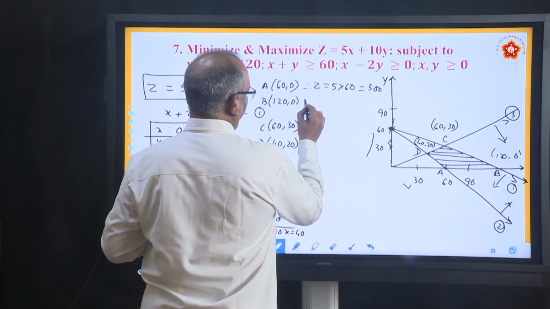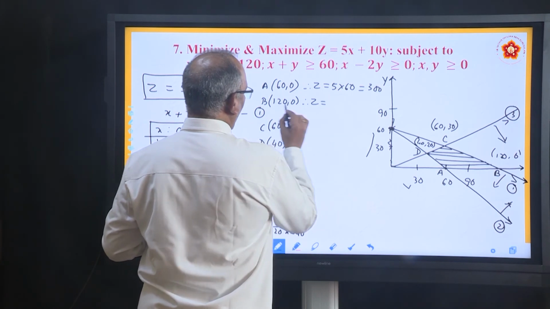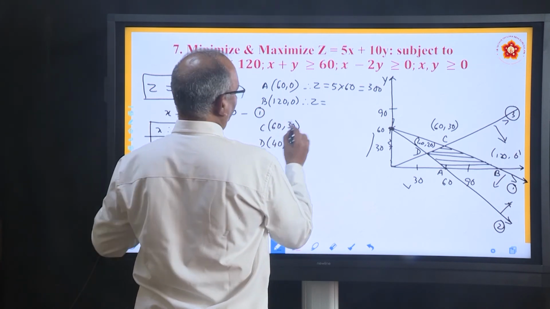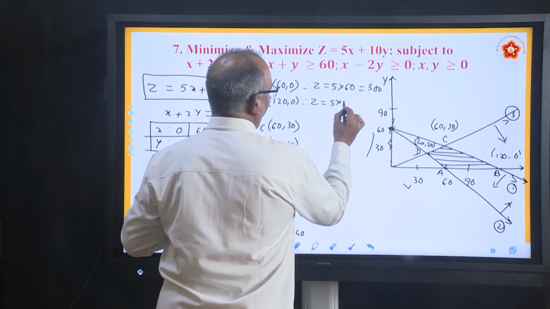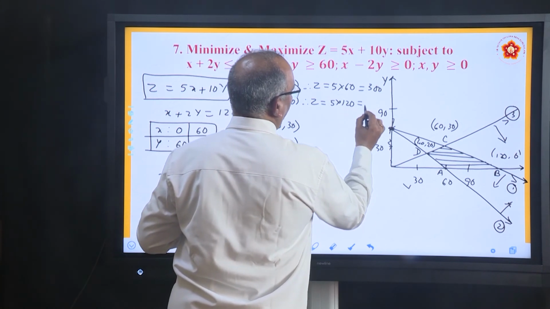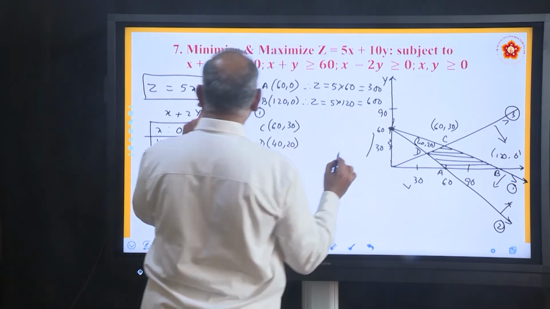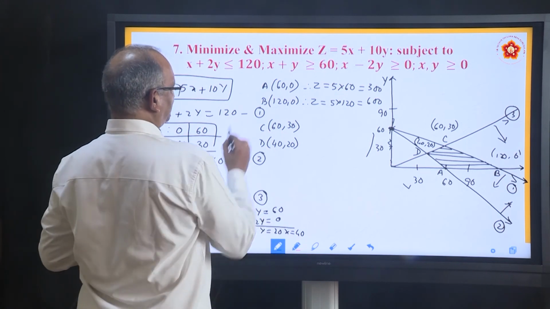Second one, what is Z? 120 into 5 or 5 into 120. 600, because the other point is 0. Come to the next point, C.